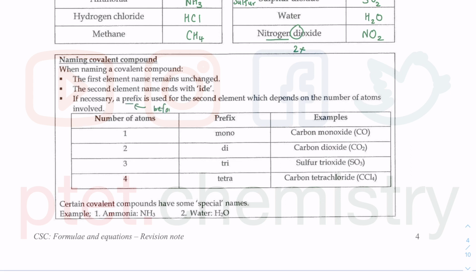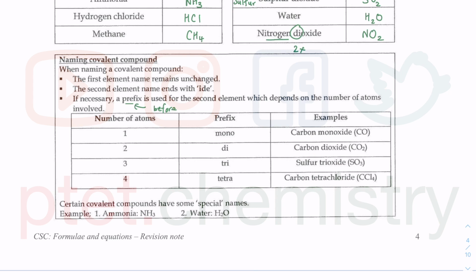Pre means before. So before the name, what do you put in? You put things like mono, di, tri, and tetra. Mono means 1, di means 2, tri means 3, tetra means 4. So this is carbon tetrachloride because 1 carbon, 4 chlorine. 1 sulfur, 3 oxygen. 1 carbon, 2 oxygen, 1 carbon, 1 oxygen.